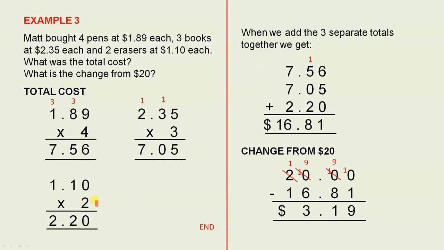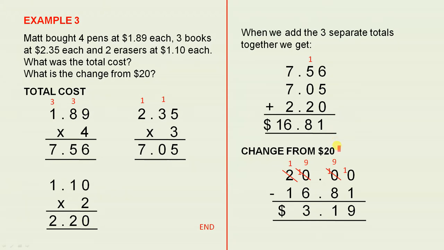And we have 2 erasers at $1.10 each, and the multiplication gives us $2.20 for the total cost of the erasers. So the total cost of all the items, you just add those 3 amounts together. And that gives us $16.81. And again, please feel free to pause the video and check that the addition is correct.